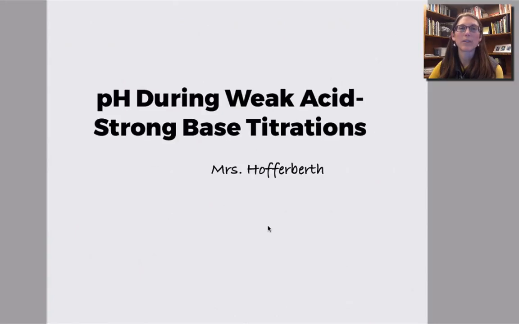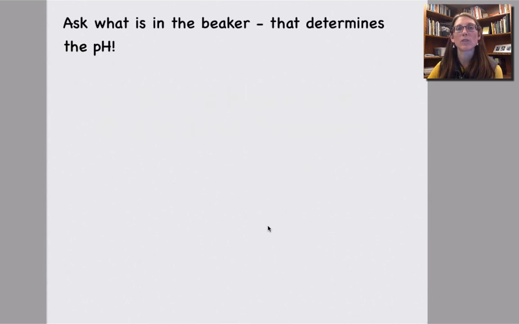Today we're going to talk about calculating the pH during a weak acid strong base titration. Just like when we were working with a strong acid strong base titration, the key to a weak acid strong base titration is to ask what is in the beaker or what is in that Erlenmeyer flask. That's going to determine the pH of your solution. And we can ask it at the same 4 times.